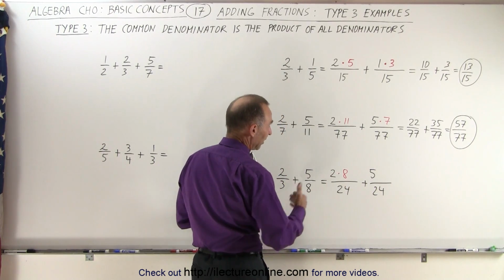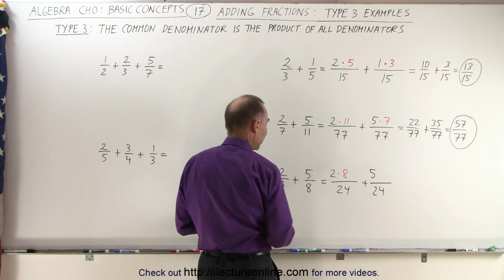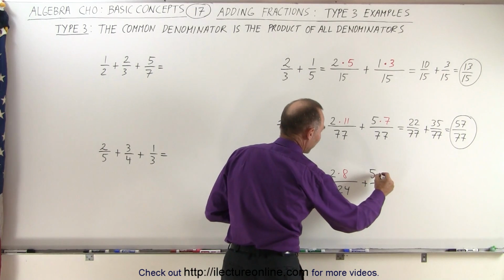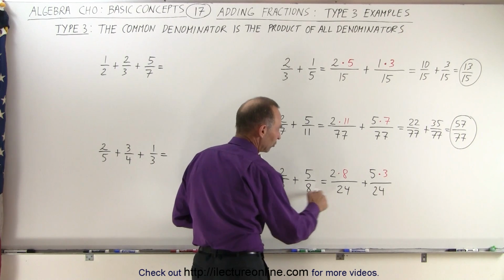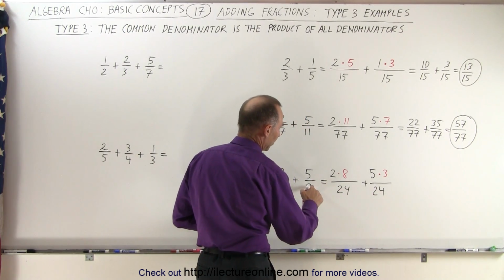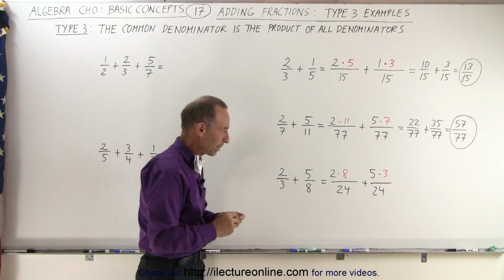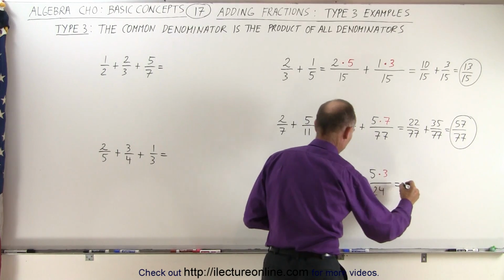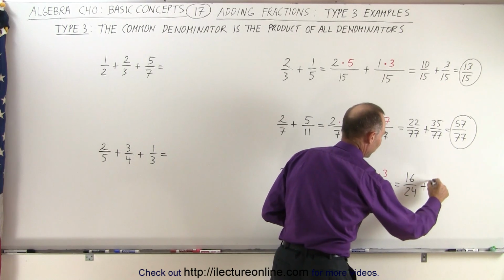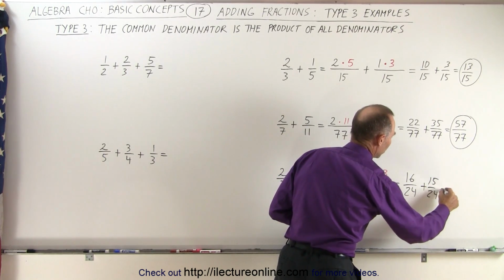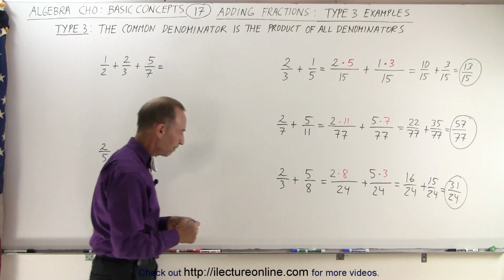Or you can simply say, since there's only two fractions, I know that the numerator will be multiplied by the denominator of the other fraction, so I know that here I'm going to multiply the 5 by 3, which is the denominator of the other fraction. Again, you can say 8 goes in 24 3 times, so I must multiply 5 times 3 in the numerator. And then I can simplify this, so this becomes 16 over 24 plus 15 over 24, which is 31 over 24, and that's the final reduced form.